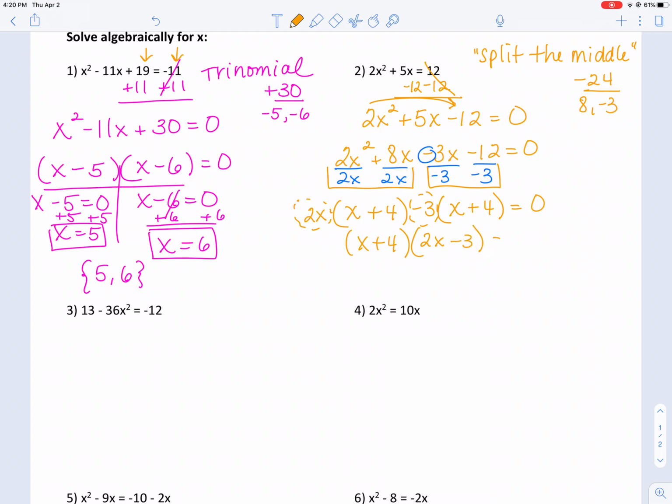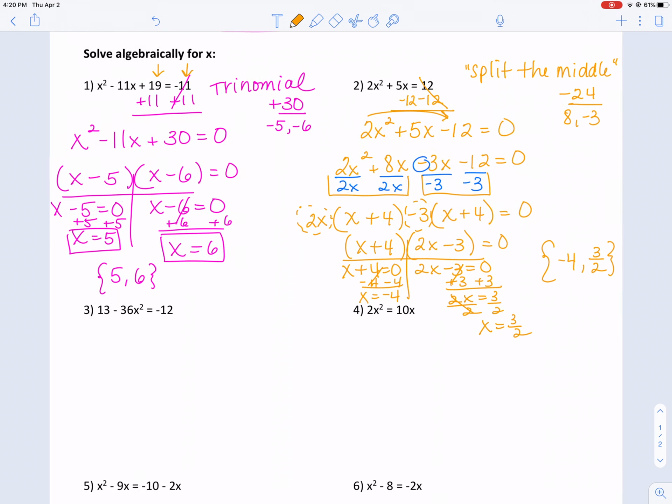2x minus 3, set it equal to 0. So x plus 4 is 0. 2x minus 3 is 0. This, when I minus 4, becomes x equals negative 4. Here, when I add 3, 2x equals 3, but then I have to divide by 2, x equals 3 halves. So your two solutions for number 2 are negative 4 and positive 3 halves.